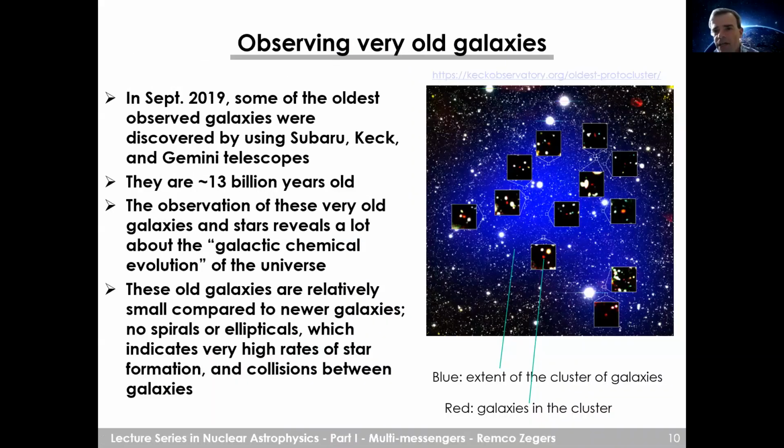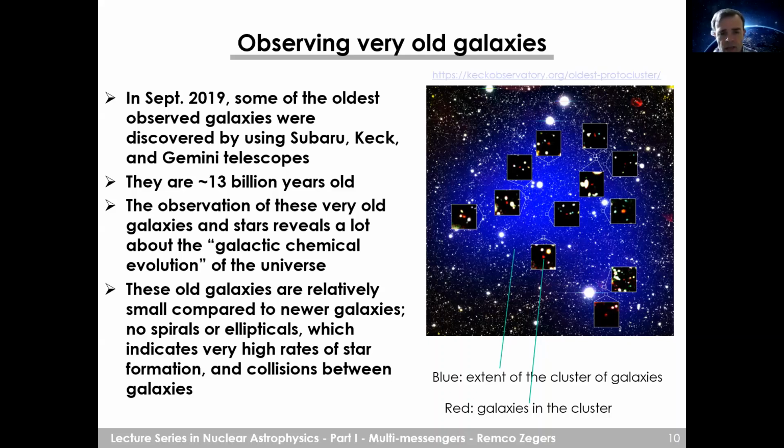So this is really cool that you can look back in time because you can observe very old galaxies. I just picked an example here, a fairly recent one. This is from September 2019, where some of the oldest observed galaxies were discovered by using Subaru, Keck, and Gemini telescopes. This picture on the right-hand side zooms in on some of these clusters, some of these galaxies. They are extremely far away, and they are about 13 billion years old.